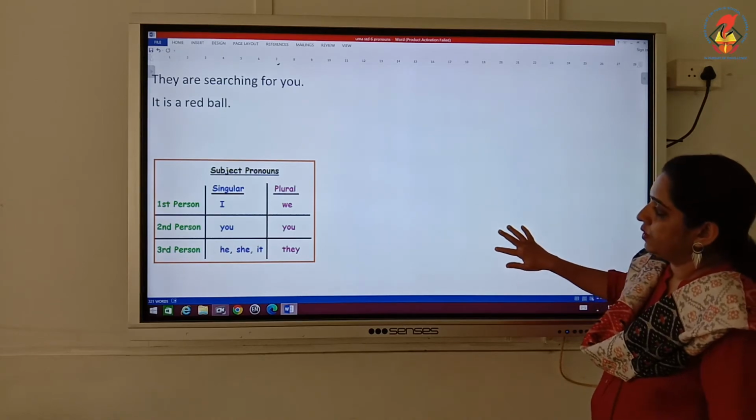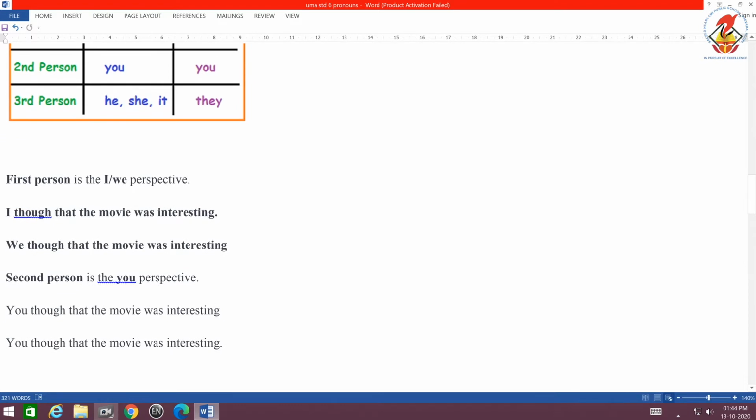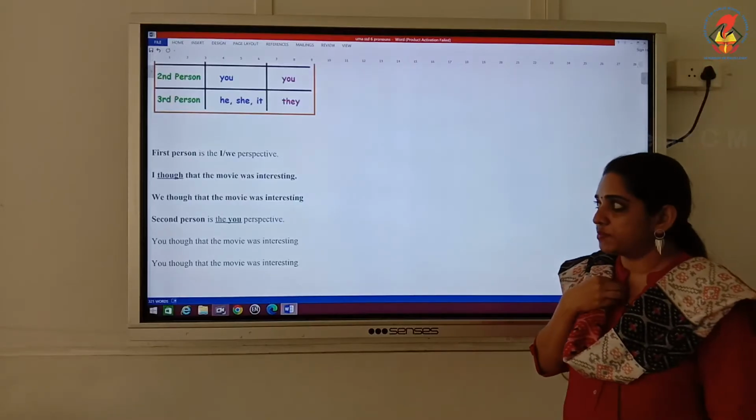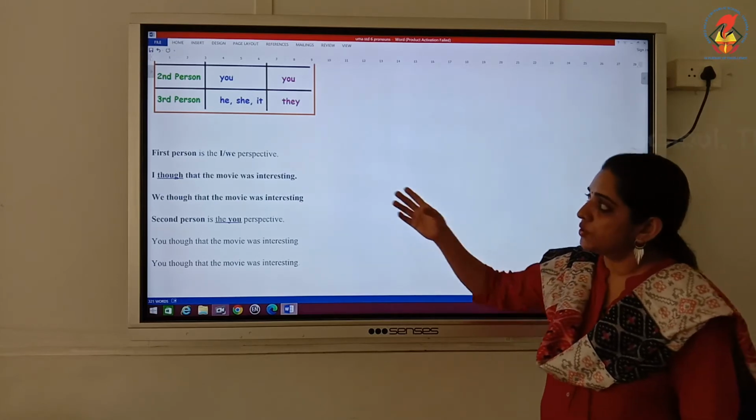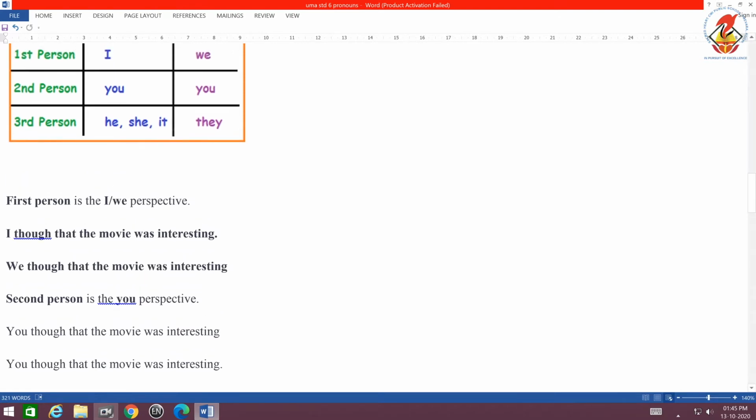Now, the next one. What do you mean by first person? I said first person is the I, we perspective. I am doing, my point of view. So, I am speaking, I have the importance. I am saying something. So, here first person is I, we perspective. See, I thought that the movie was interesting. You turn that to plural, I becomes we. We thought that the movie was interesting.